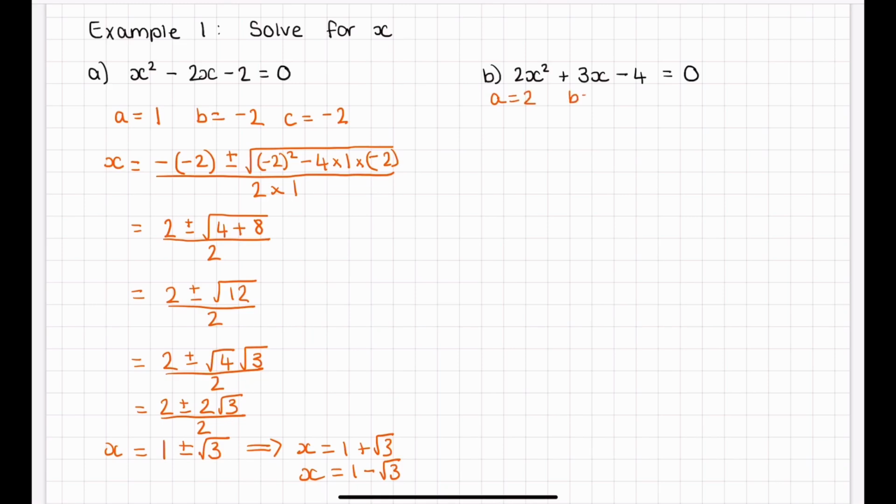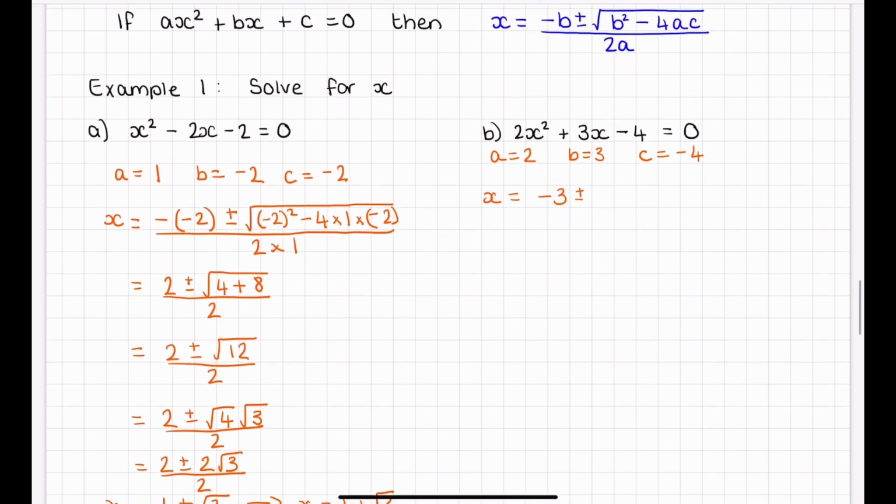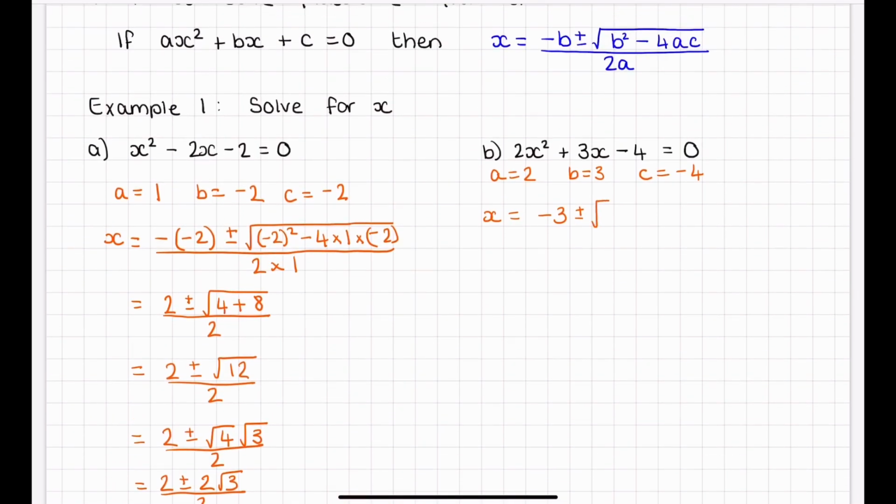B is in front of the x, and c is the number on its own. And then we just sub into the formula. So x equals minus b, so it's going to be minus 3, plus or minus, let me scroll up so you've got the formula there, the square root of b squared, so that would be 3 squared minus 4 times a, which is 2, times c, which is negative 4, all divided by 2 times a, which would be 2 times 2.